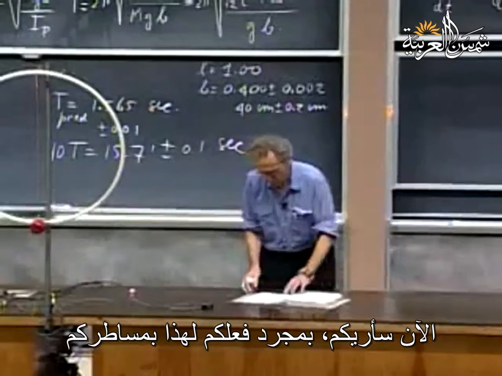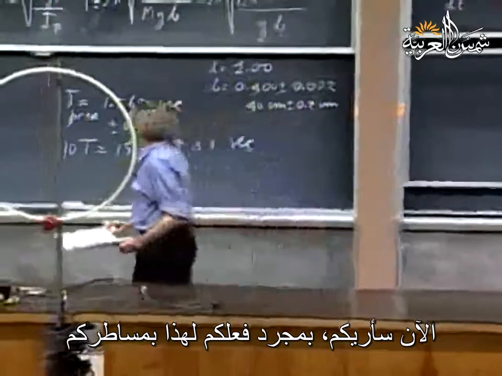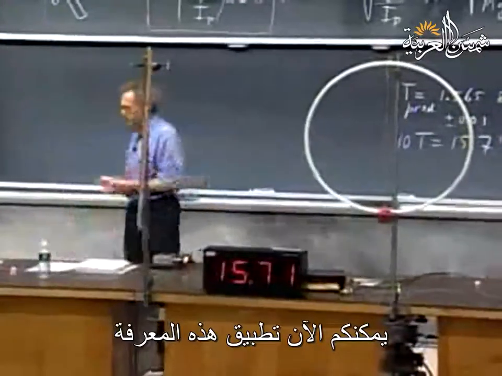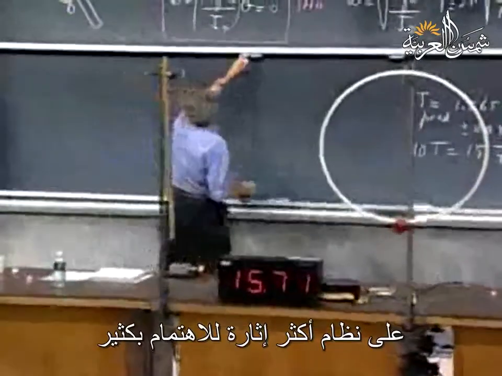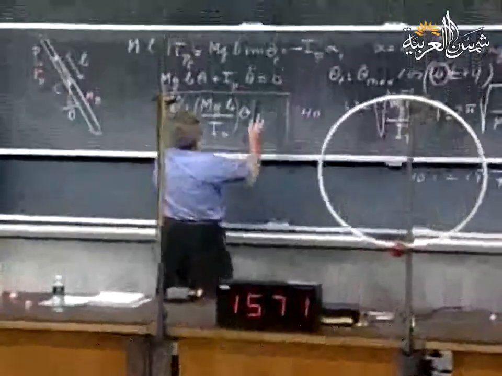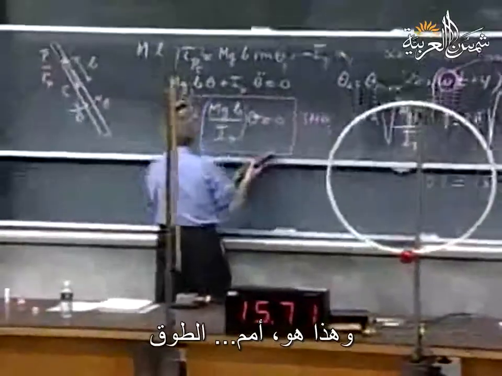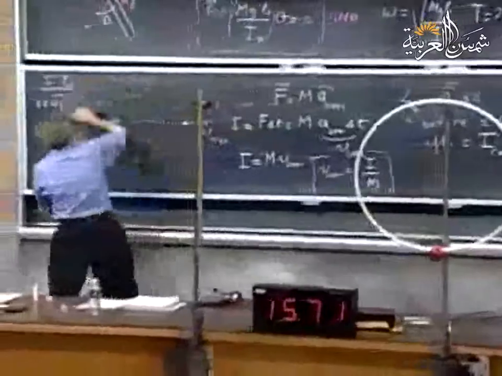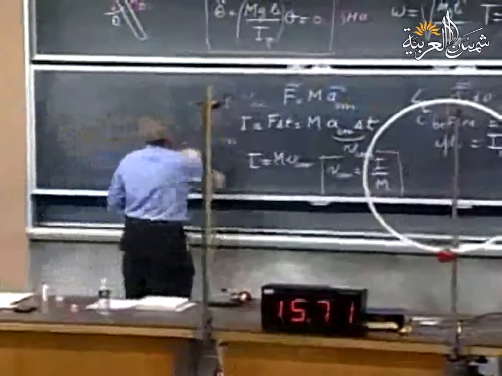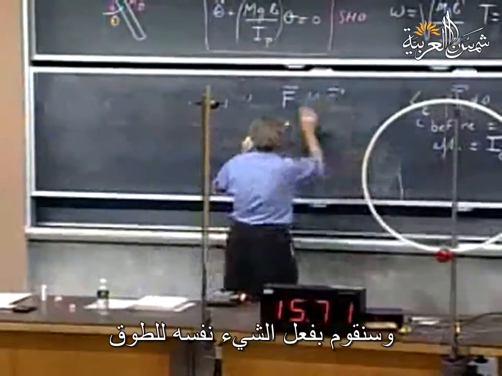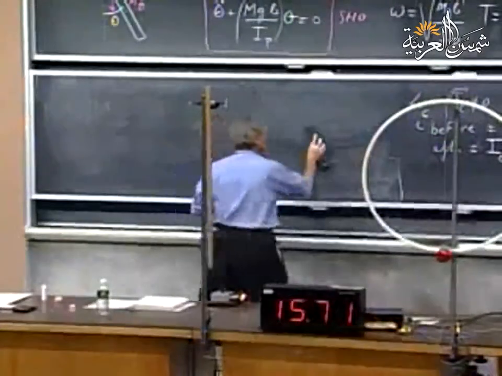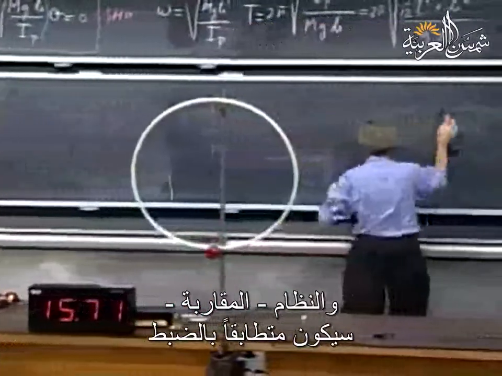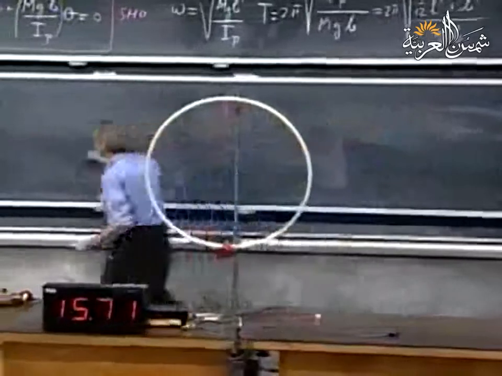Now, I will show you, once you have done this with your ruler, you can now apply this knowledge on a way more interesting system, and that is the hoop. We'll take the hula hoop, and we're going to do the same thing for the hula hoop. And the approach will be exactly identical.